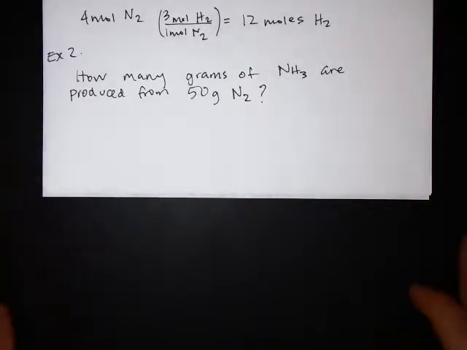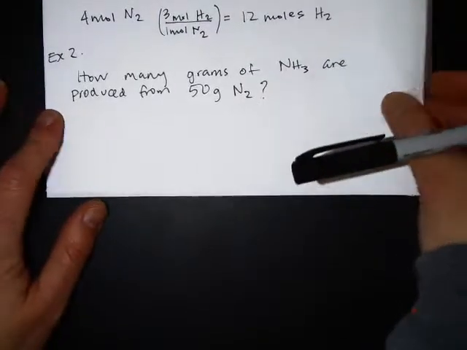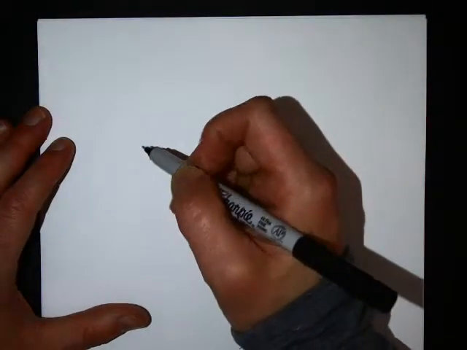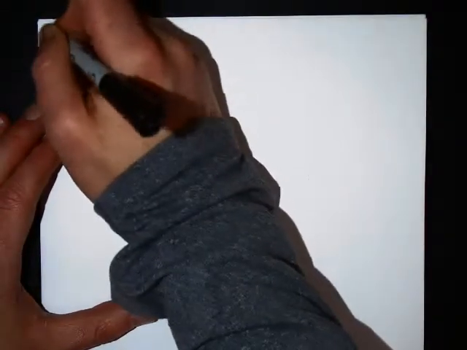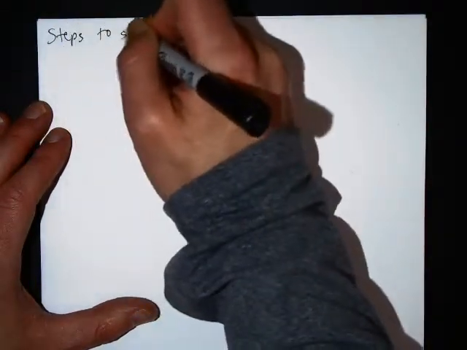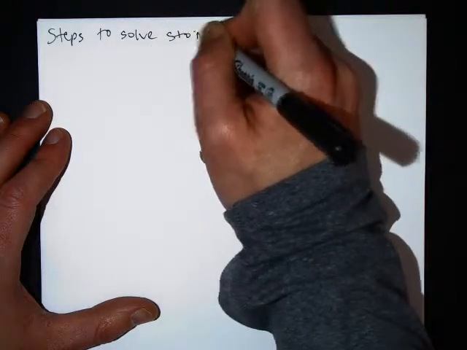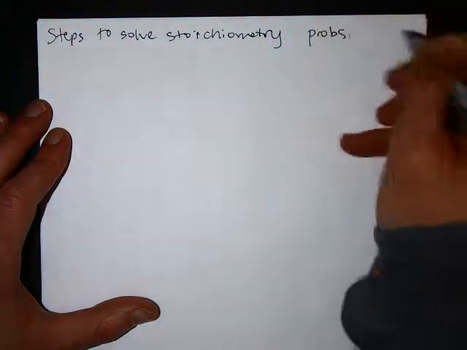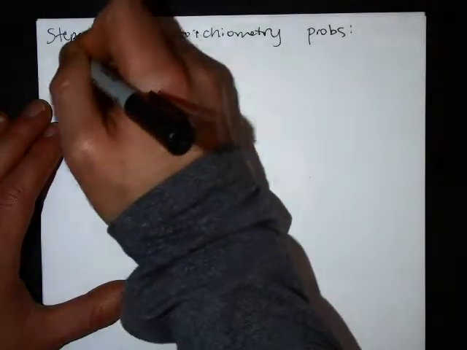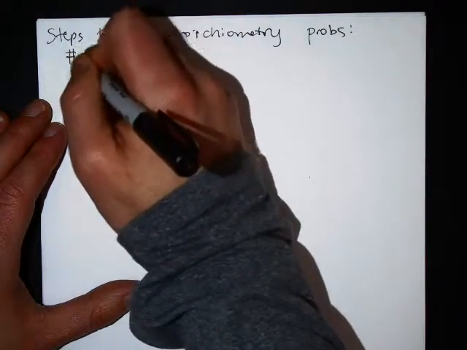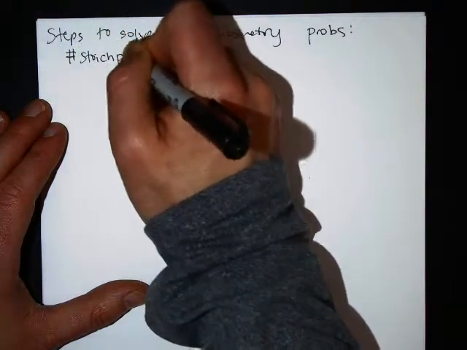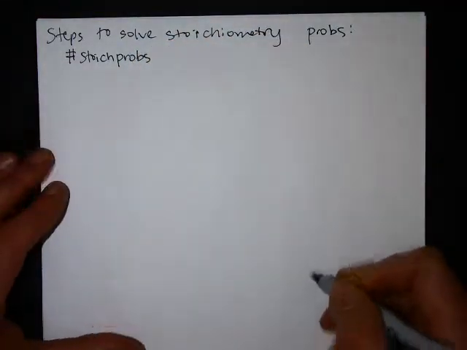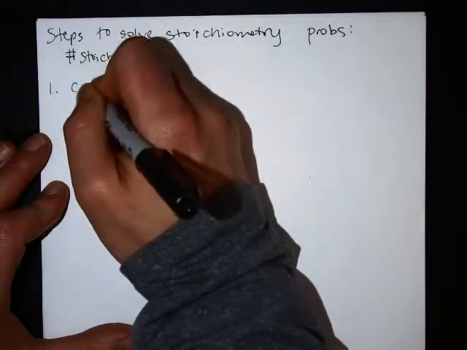There are 3 steps to solve this problem. I'm going to come back to that in a second. If you haven't quite read it, no worries. Any stoichiometry problem is really solved by 3 steps, especially these mass ones, where you start with the mass of one thing and end with the mass of another thing. Here I'll write it out: steps to solve stoichiometry problems. Step 1 is convert to moles.